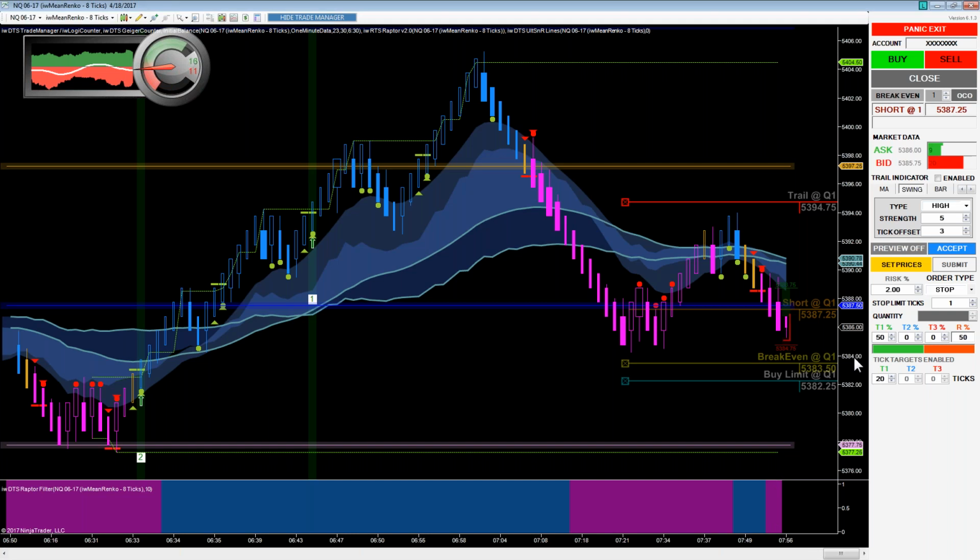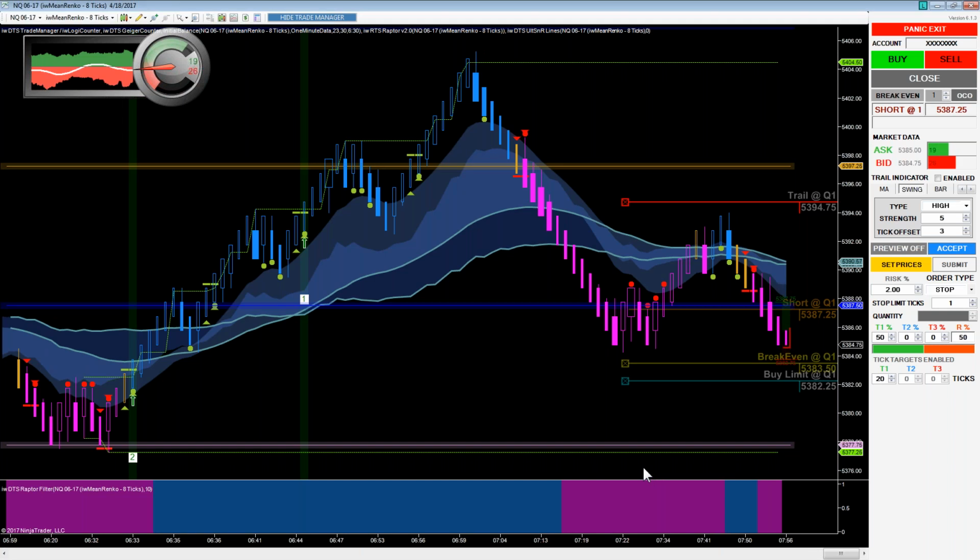So a break of this whole 53.84 area, that's going to clear out some of the buyers, I think. I'm going to trap a few buyers on the wrong side of their positions, and we should have no difficulty finding our profit objective if we can break below there. In fact, I'll make that my break even, 53.84. There we go.